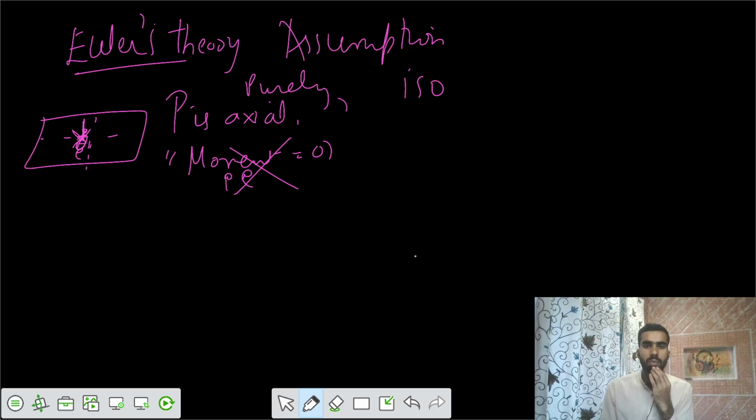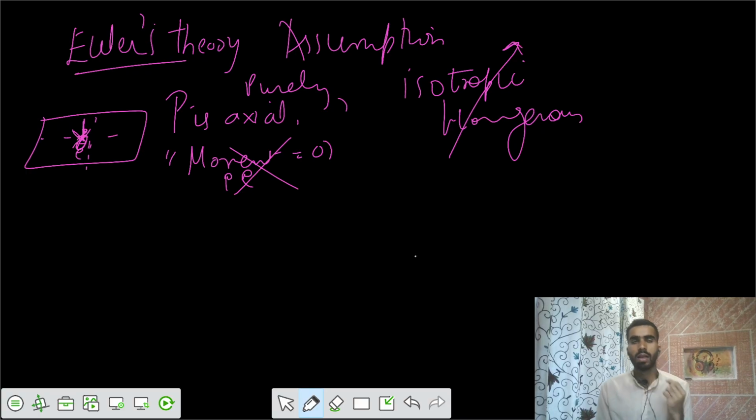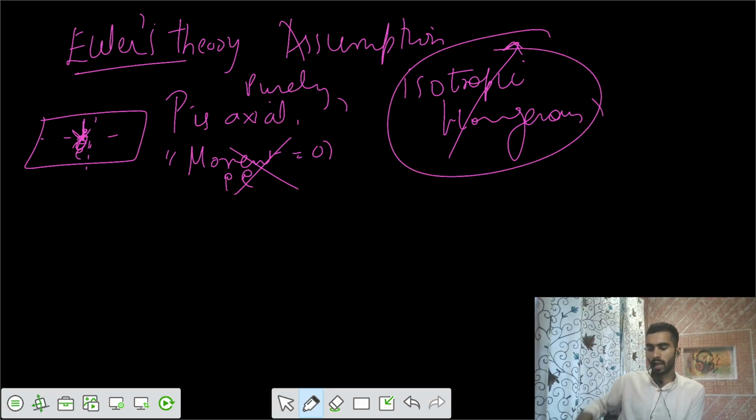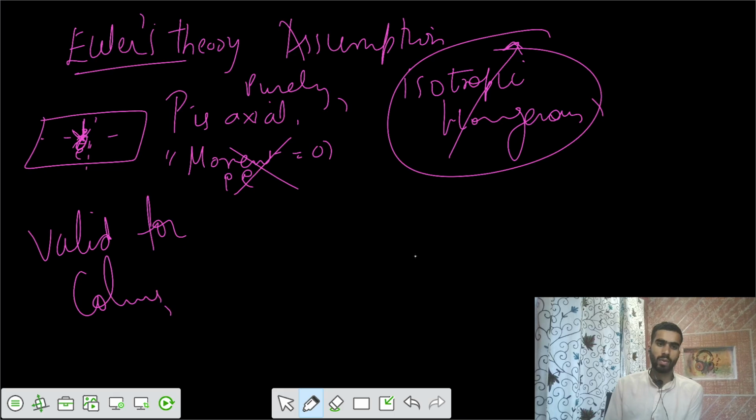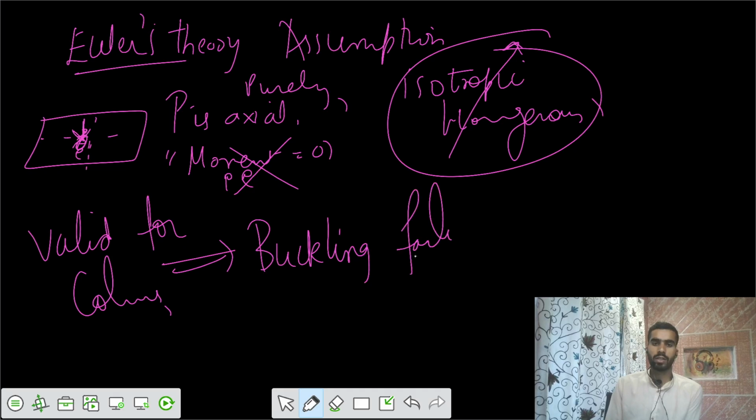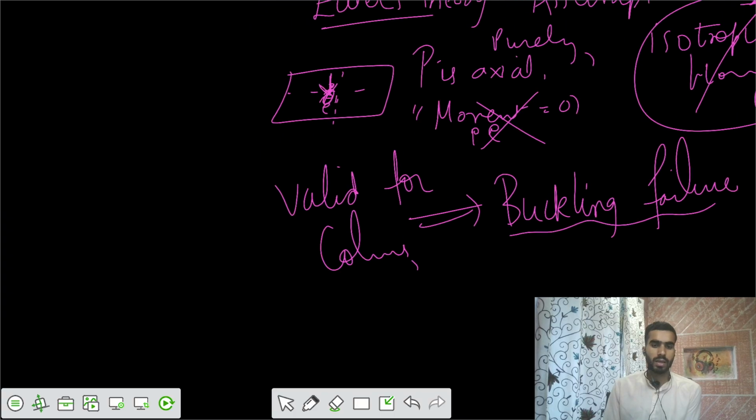And the material is isotropic and homogeneous. Every theory starts with this assumption. The third one is that it is valid for long columns, and that means it accounts for buckling failure, not the material failure or crushing failure, but the buckling failure is accounted for.